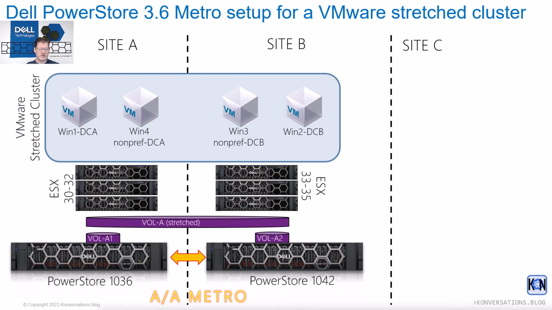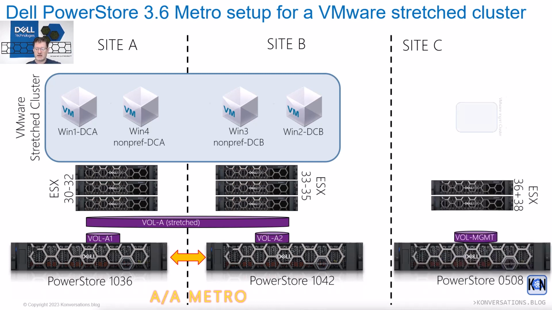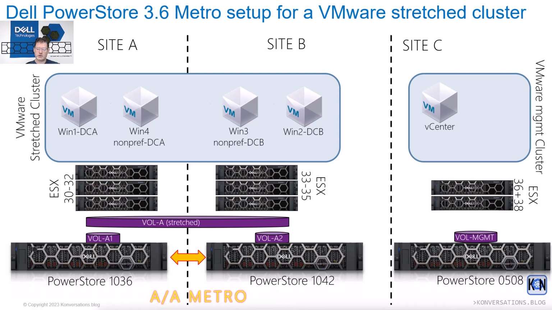In order to make things a bit more interesting, we can also add a witness, of course. We have a site C that has a separate PowerStore and 2 ESXi servers. That runs my vCenter. I don't want any complexity of the vCenter virtual machine being hit during one of the tests, so that's why I pulled it out into site C. And of course, I also run the witness there optionally. We'll be doing some tests with and without the witness. The witness is actually a new feature in version 3.6 of the PowerStore.